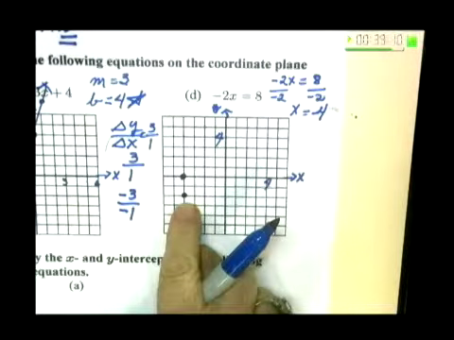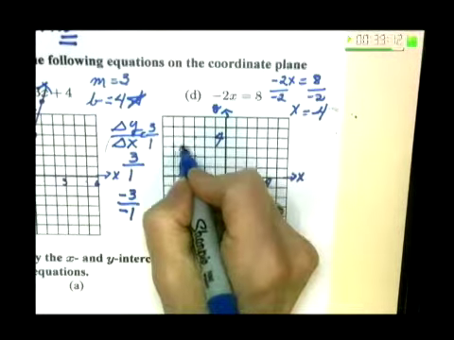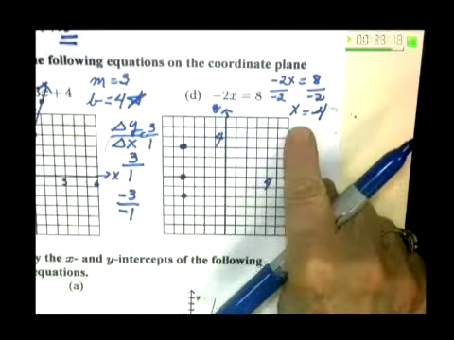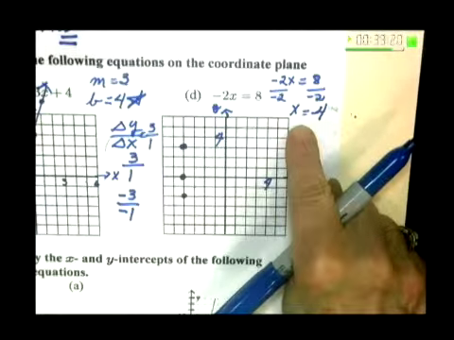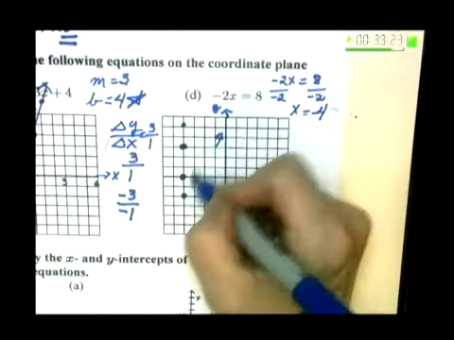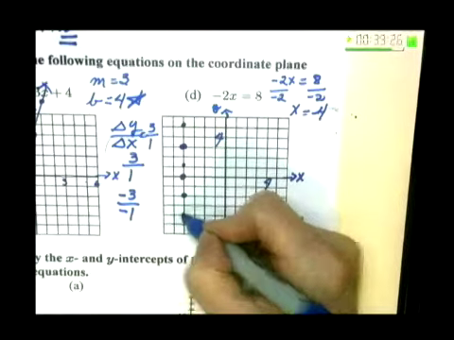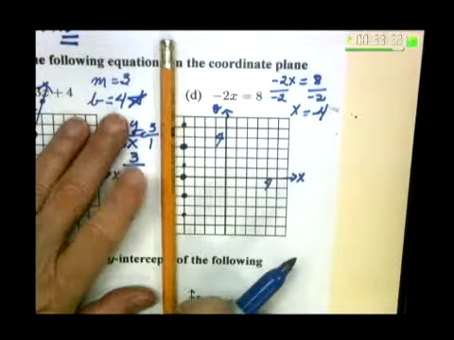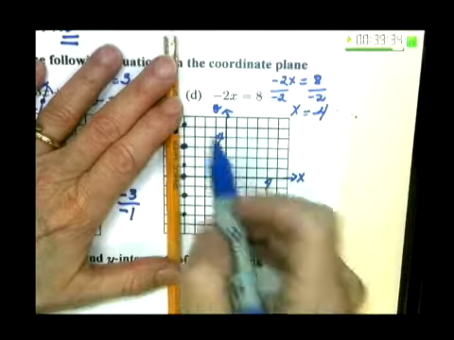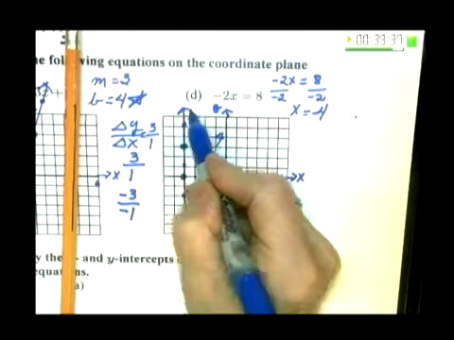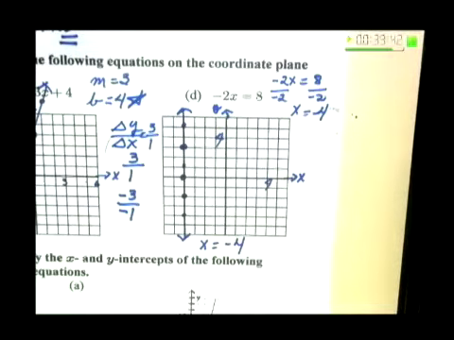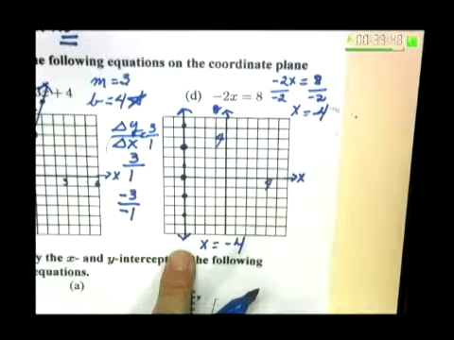In this case, it's negative 4, negative 2. In this case, it's negative 4, 3. I don't care what y is, x must stay negative 4. So anywhere x is negative 4 is going to fit that equation. Y's can be anything. And then I'm going to connect those points. And this is the equation x equals negative 4. This doesn't happen to be a function, but it is an equation of a vertical line.